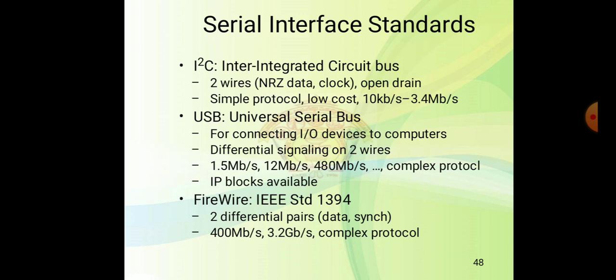There has also been a revision of the standard defining transfer rates up to 3.2 gigabits per second. FireWire connections use two differential signaling pairs, one for data and the other for synchronization. As with USB, there is a rich set of bus operations that can be performed to transmit information among the devices on the bus.